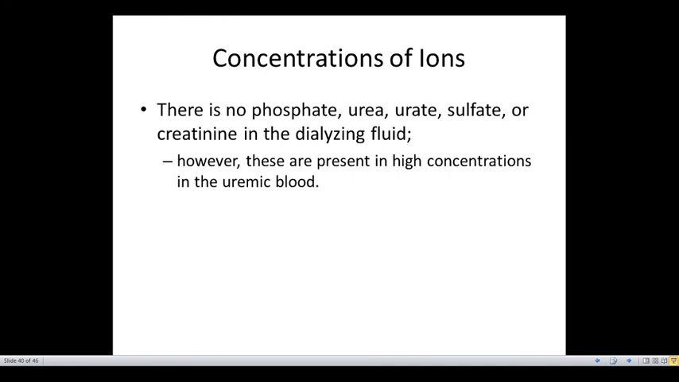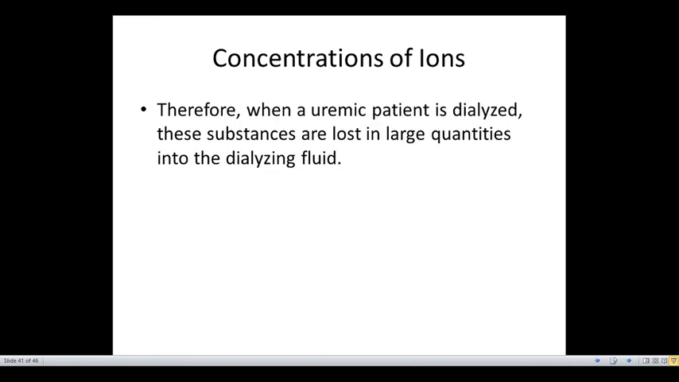So when these are present in high concentrations in the uremic blood, they can easily diffuse across the dialyzing membrane into the dialyzing fluid. Therefore, when the uremic patient is dialyzed, these substances are lost in large quantities into the dialyzing fluid by diffusion.